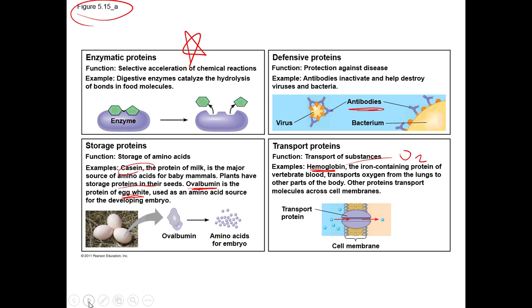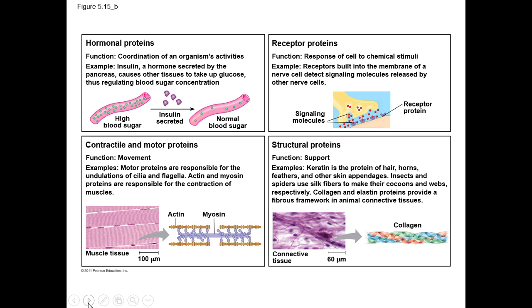Transport proteins can also be embedded in the cell membrane, and those help move molecules across. Hormonal proteins, coordination of an organism's activities. So insulin is an example of, I said humoral, I meant hormonal. Sorry, I can't read. Insulin is a hormone that is secreted by the pancreas, which allows the cells to take up glucose. Remember, people that have diabetes don't have insulin, and so therefore they can't take that glucose up in their bodies, and so their blood remains really high with that sugar, and then that's bad if you have high blood sugar.